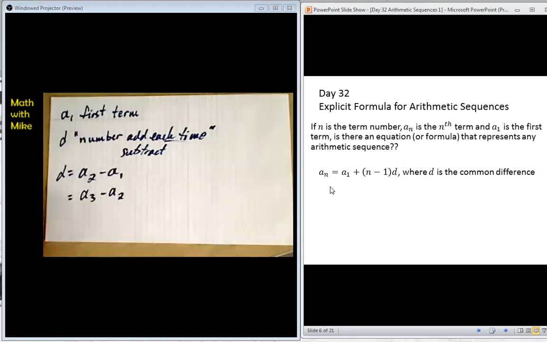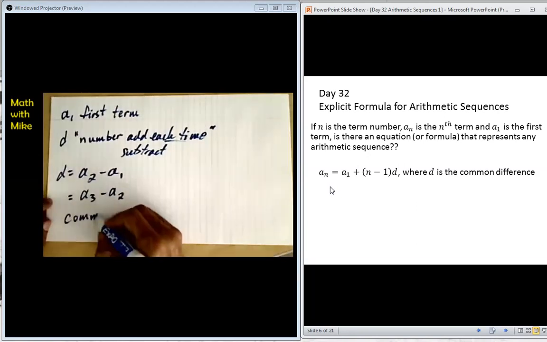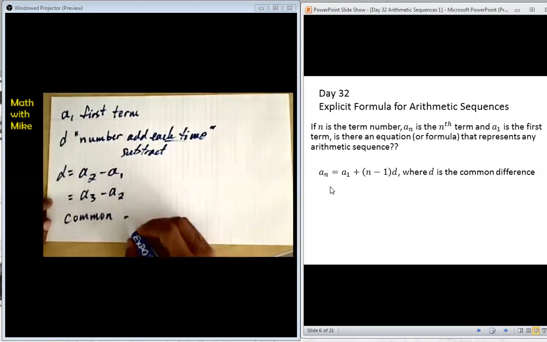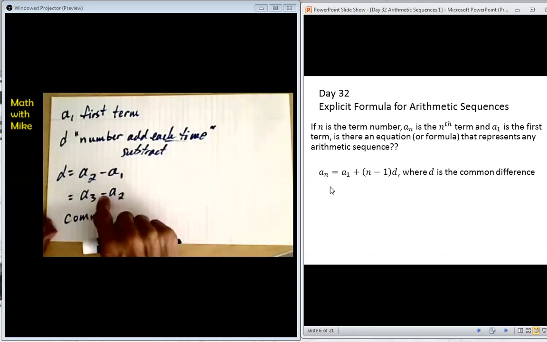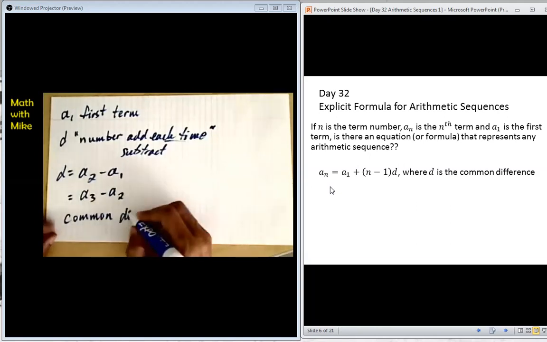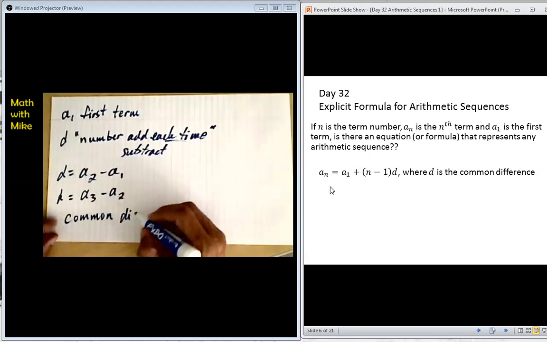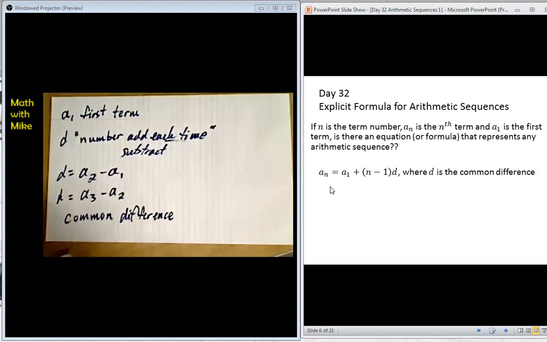What's the name for it? Official name? Common difference. Hey, Zoom got it there. Common difference. Common means it's the same, and difference is the answer from subtracting. So if you subtract with these two terms or those two terms, the answer is always the same. Same answer from subtracting. That's what that means. Okay?